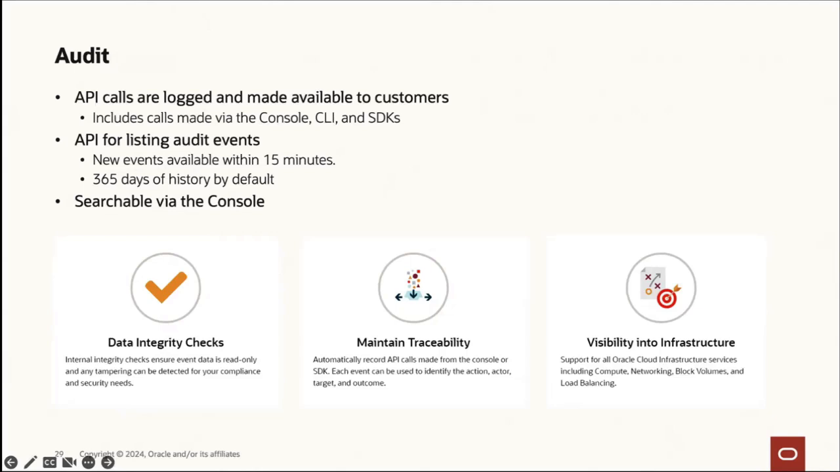And you also have an API for listing audit events. New events are available within 15 minutes. And then 365 days of history is going to be saved by default. The retention period is going to be a tenancy level setting, so the value of the retention period setting does affect all regions and all compartments. And this retention period cannot be changed. And lastly, all API calls are searchable via the console.